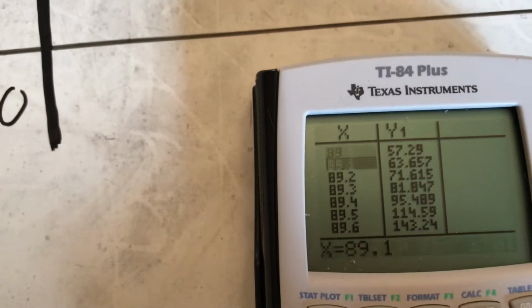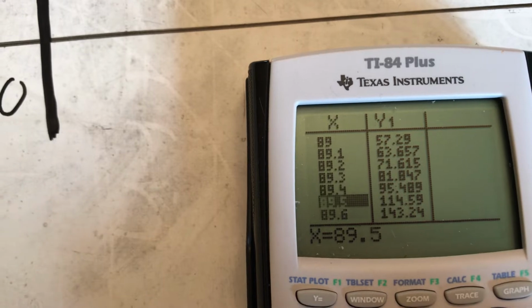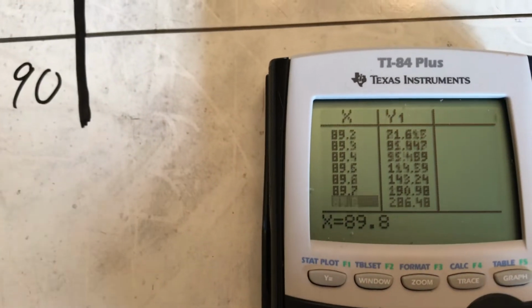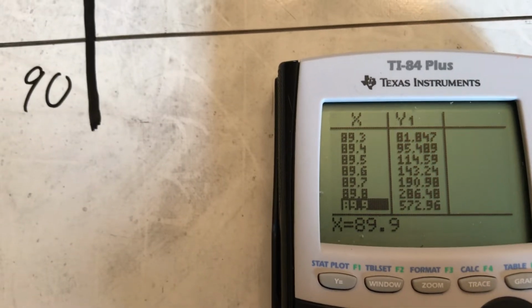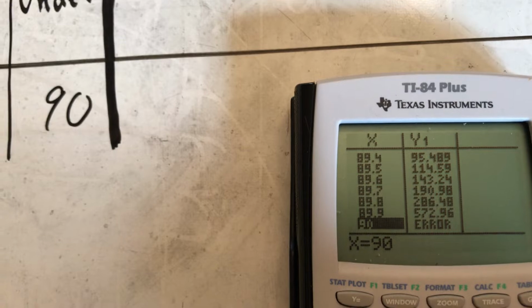At 89.1, it crosses 63, 89.2, 71, then 81, 95, 114, 143. We're getting huge values as we get closer and closer to 90. Look at that, 572, and then we're undefined there at 90, okay?